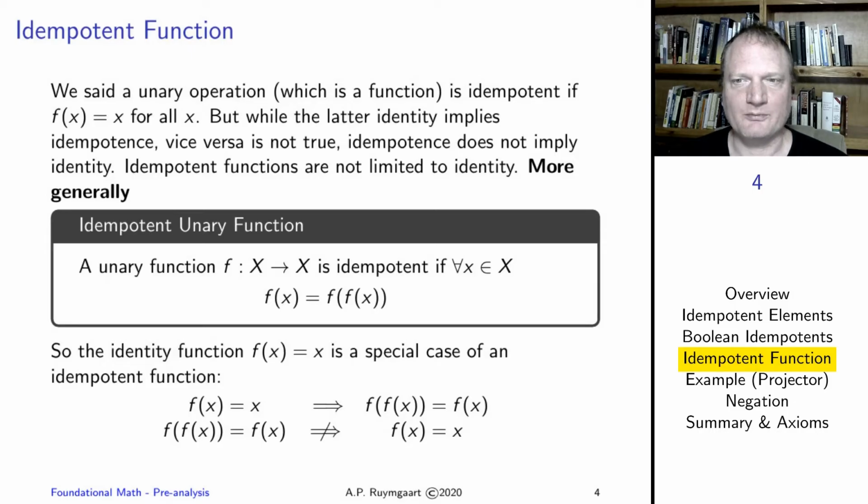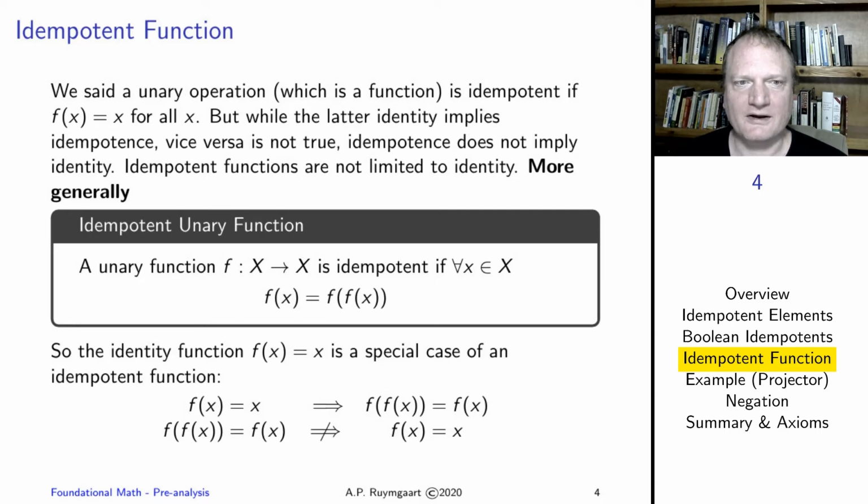So we saw idempotent elements and idempotent operations. Let's talk about idempotent functions. Of course, an operation is a function, and we saw a binary operation is idempotent if for all x, x O times x equals x. For a unary operation, the equivalent would be O times x equals x, only having one argument. That's the same as saying f of x equals x, and that would be the identity function or the identity operation.